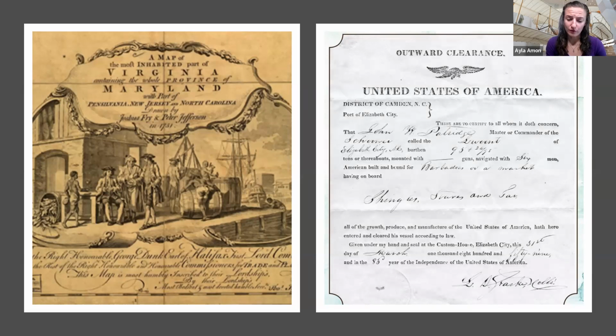So on the left is a wharf scene showing some laborers unloading hogsheads of tobacco at a wharf. And on the right is a bill of outward clearance that notes a shipment of shingles, staves, and tar heading for the Barbados Ore Market from Elizabeth City, just south of River Bridge.